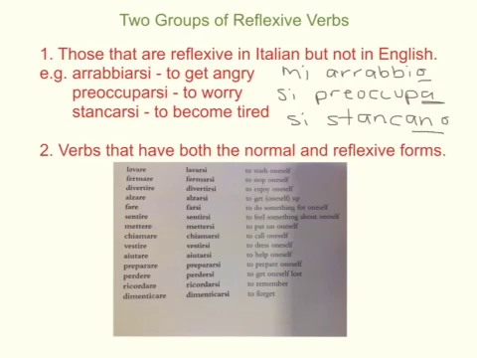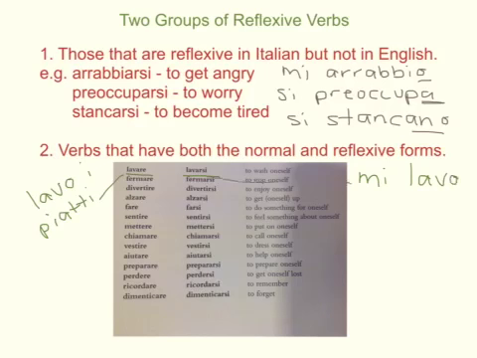The second group of verbs that we can have in the reflexive are verbs that have both the normal and reflexive forms. So, for example, lavare, if you have a look at the photo, lavare can be to wash, but lavarsi is to wash oneself. So I might say lavo i piatti, I wash the plates. And I don't need a reflexive pronoun because I'm not doing it to myself. But if I'm washing myself, I would use the reflexive form lavarsi, and it would be mi lavo.